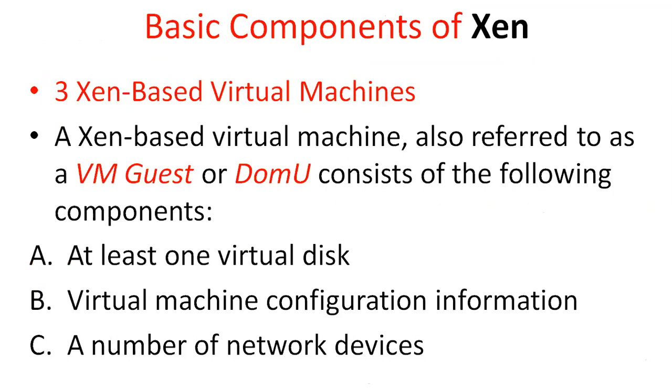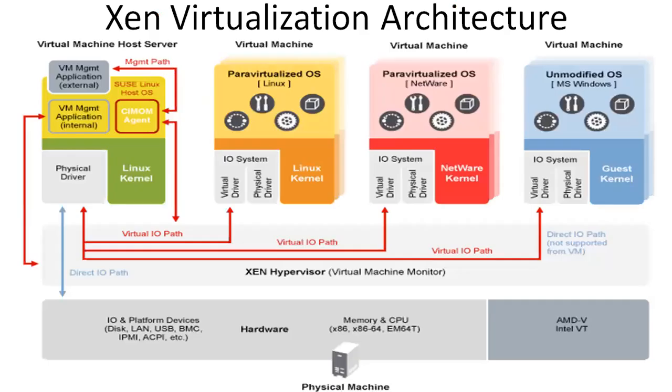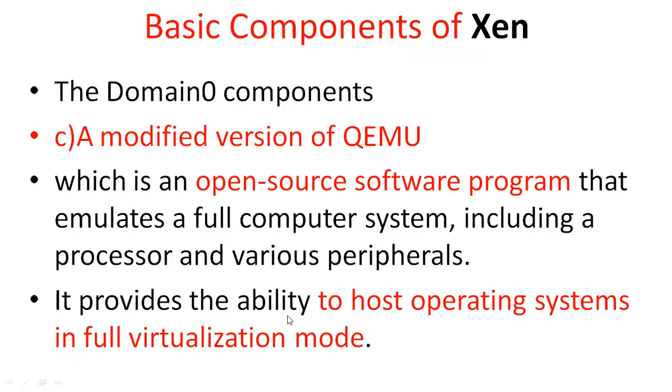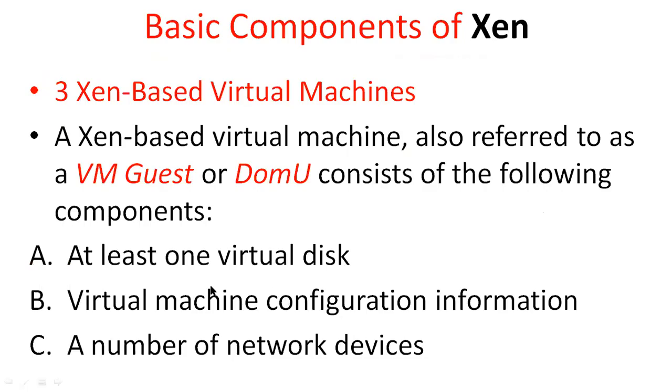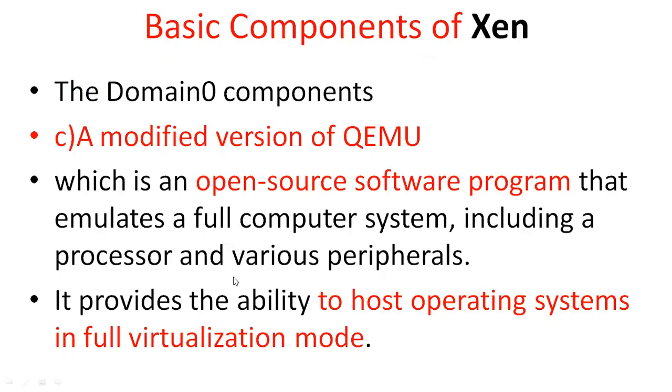Here, it consists of different components. At least one virtual disk, and then virtual machine configuration information, and a number of network devices. These three are the components of a virtual machine. If you see the diagram here, it consists of different components. What is the first component here? The first component is a virtual disk.